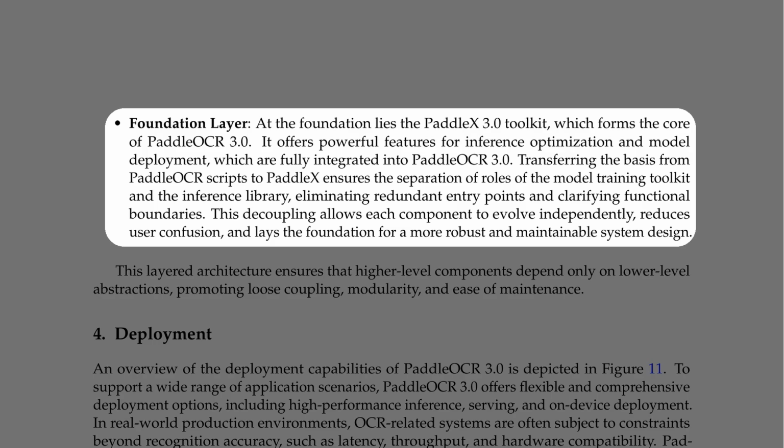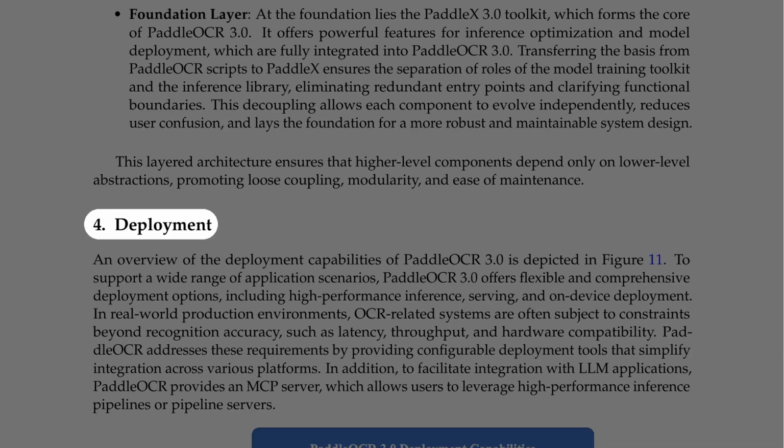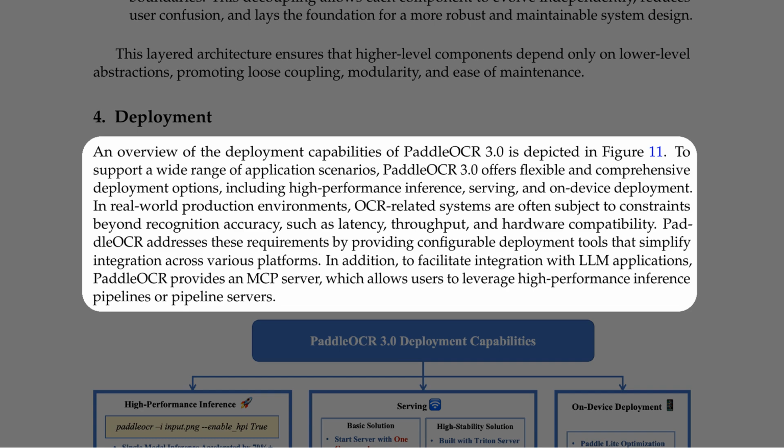This decoupling allows each component to evolve independently, reduces user confusion, and lays the foundation for a more robust and maintainable system design. This layered architecture ensures that higher-level components depend only on lower-level abstractions, promoting loose coupling, modularity, and ease of maintenance. 4. Deployment. An overview of the deployment capabilities of PaddleOCR 3.0 is depicted in the figure.